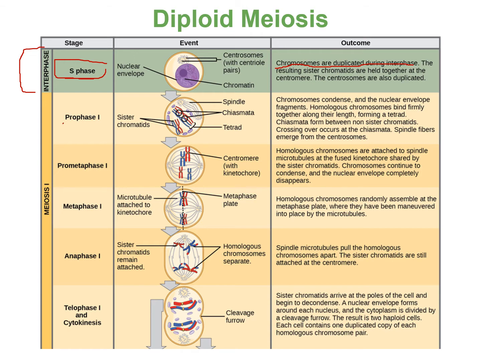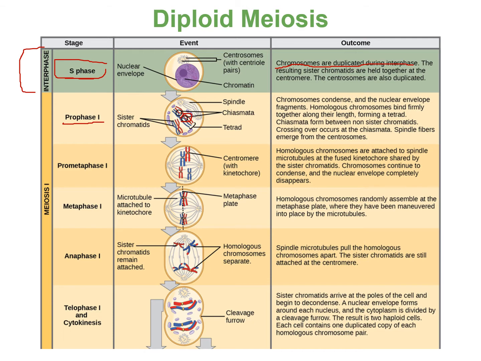So what actually happens when the cell enters into meiosis? We have pretty much the same set of events. We start in prophase, but this one is termed prophase 1. So what's happening is the chromosomes are condensing and the nuclear envelope begins to fragment. The homologous chromosomes bind firmly together along their length, and crossing over is going to occur. Crossing over is going to occur at this place known as the chiasmata, or the cross, and I just circled the chiasmata.